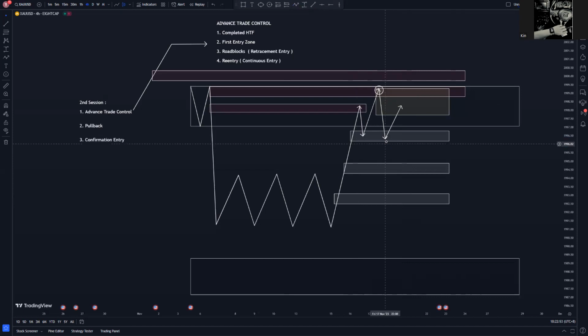And when the price gets into the sell zone, yes, right over here, if we want to sell, what do we need to do? Yes, wait for the confirmation entry. So after the price creates the confirmation entry, the price is going to go down. And then again, monitor the roadblock, which is right over here. When the price gets into the roadblock, if there is no confirmation entry, the price is going to go to our next zone, which is going to be over here, right?